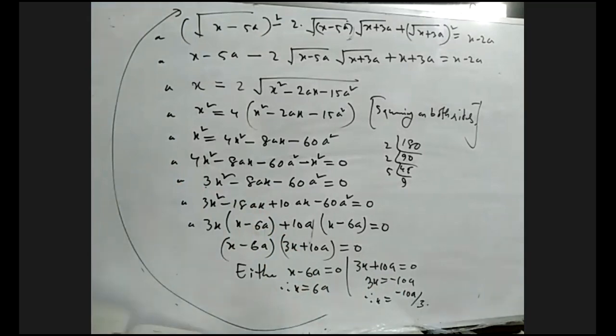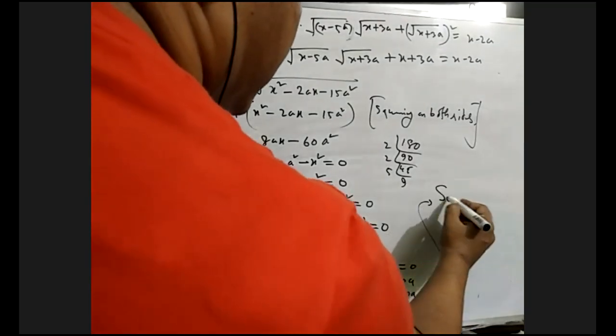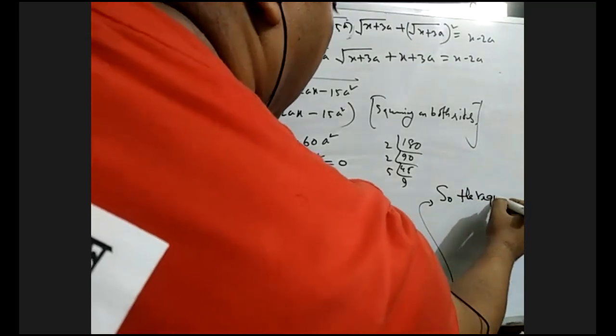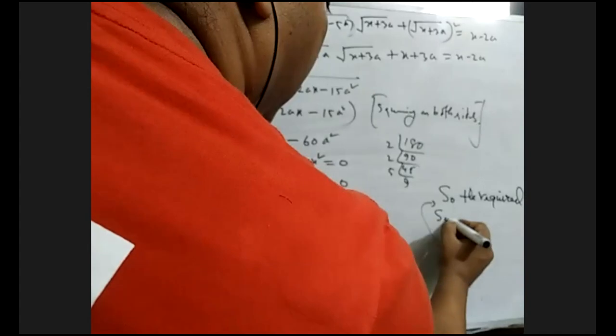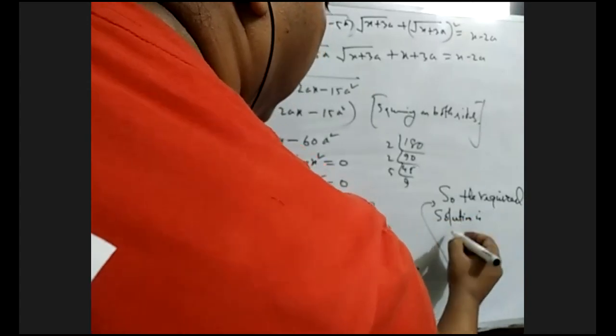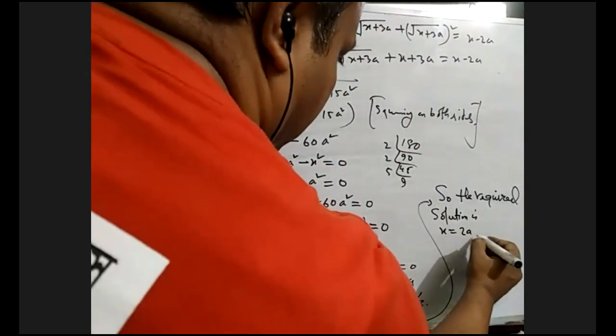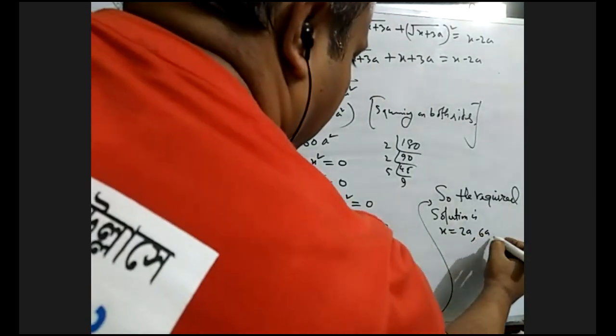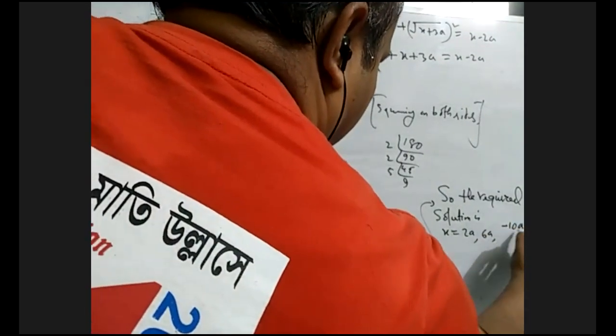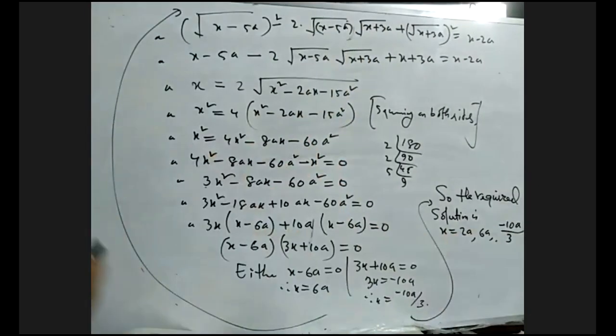So there are actually 3 solutions for this part. One is 6a. So the required solution is what? x equals to what? First equation, first solution what was? x equals to twice a. Okay, now second one is 6a, and third one is minus 10a divided by 3. This is the required solution. Now similarly, like the previous solution, you can verify this.